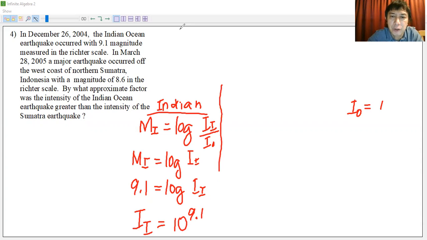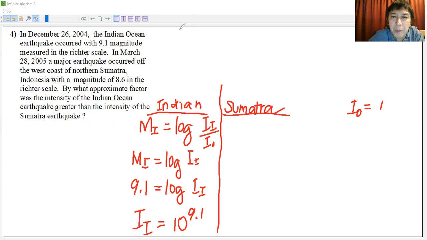All right, let's continue with the second statement. In March 28, 2005, a major earthquake occurred off the west coast of northern Sumatra, Indonesia, with a magnitude of 8.6 in the Richter scale. So this is for Sumatra. Let's just put the word Sumatra there.